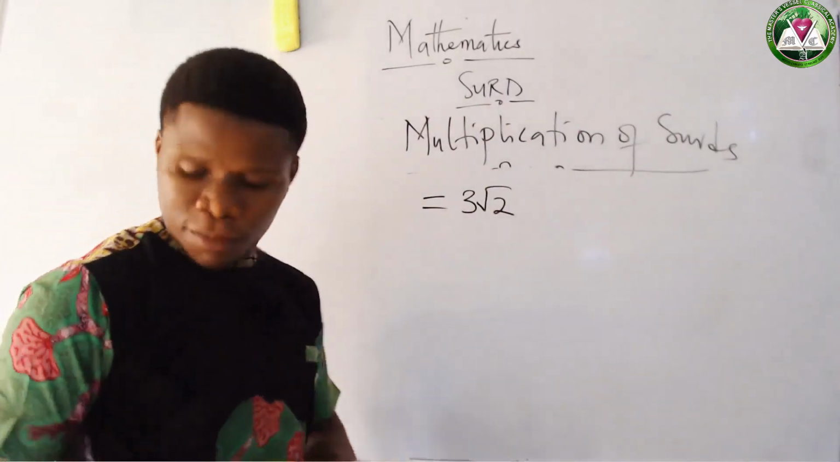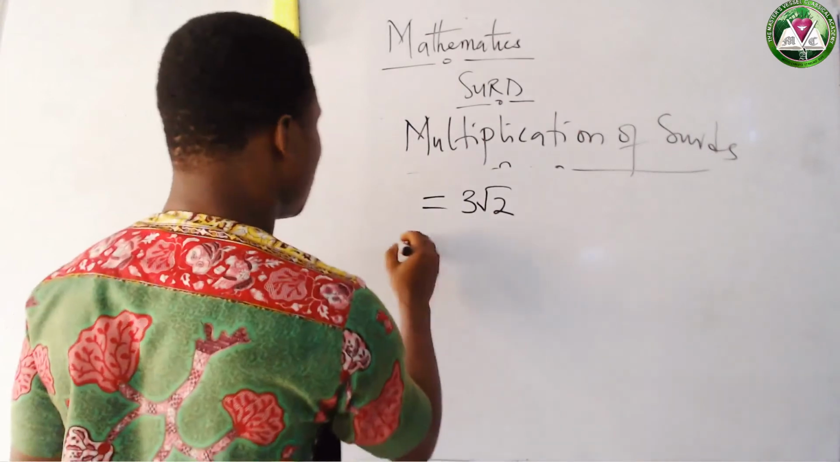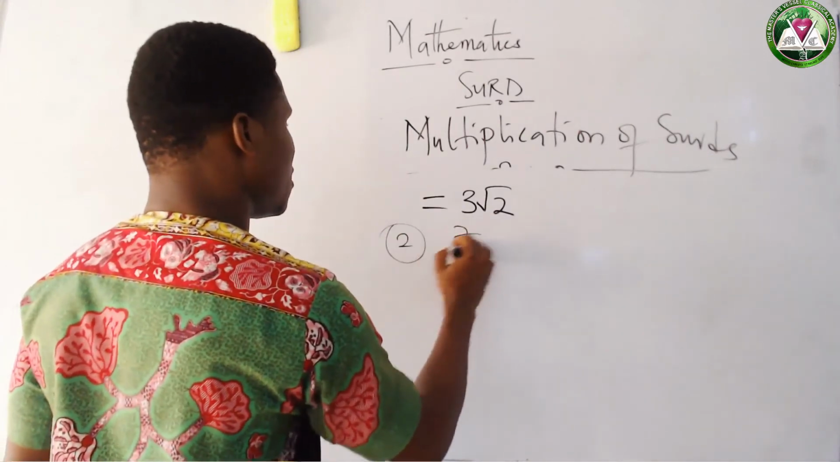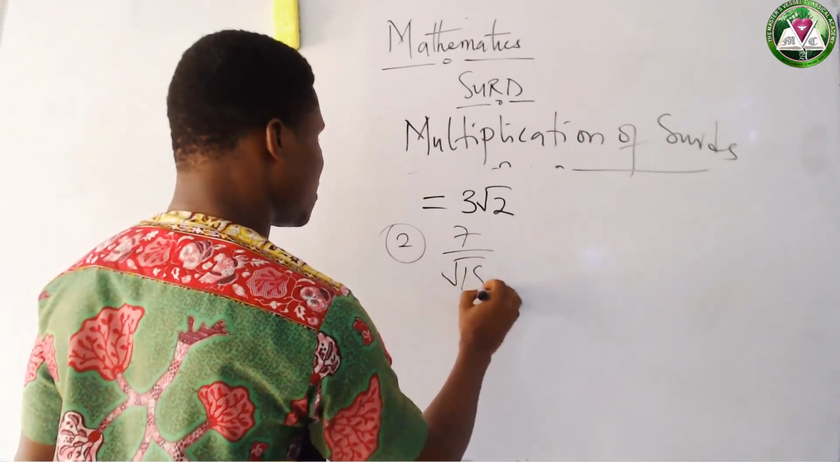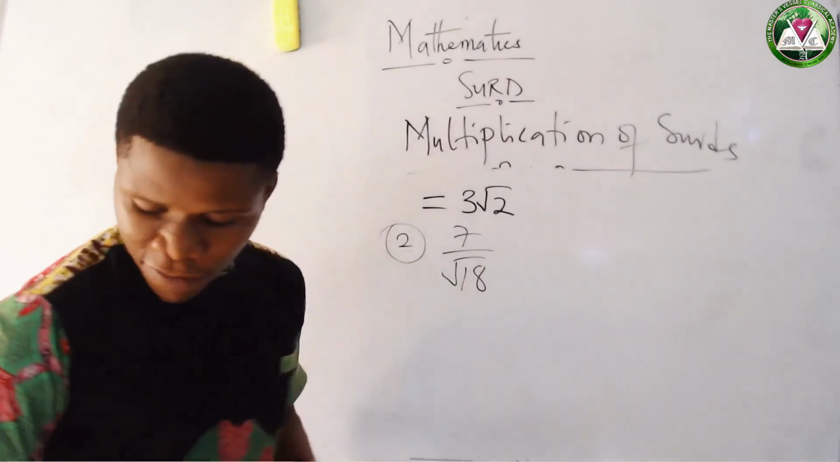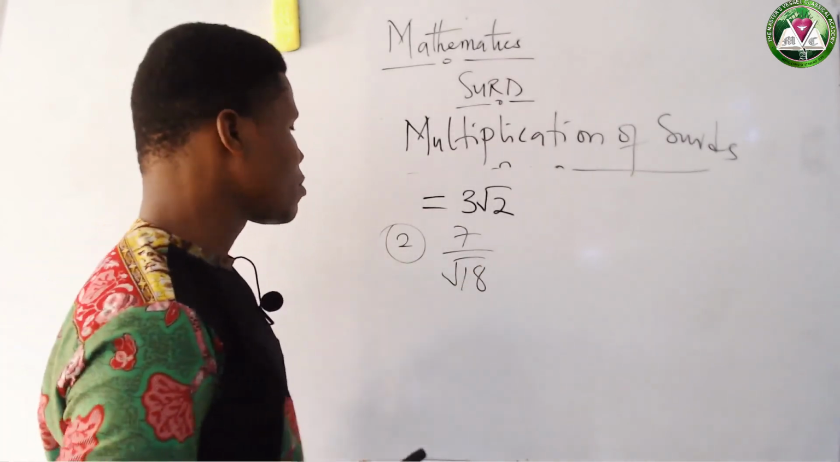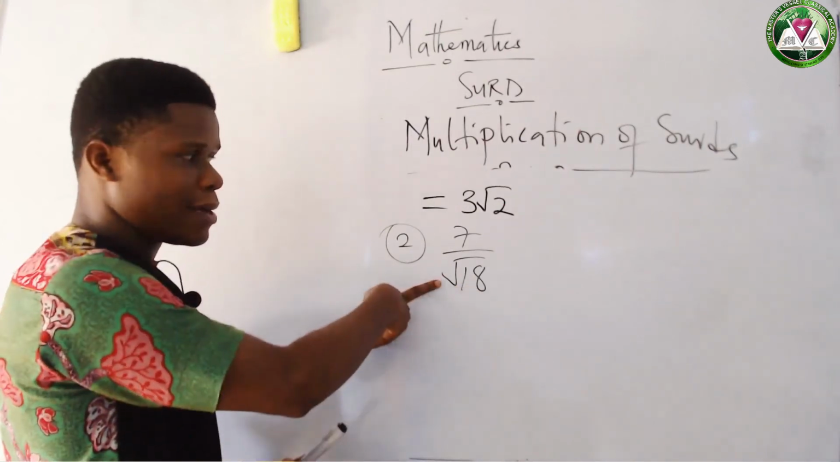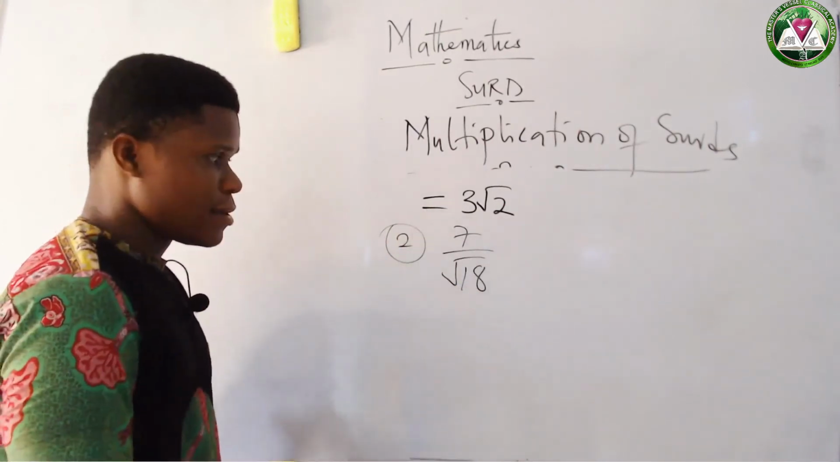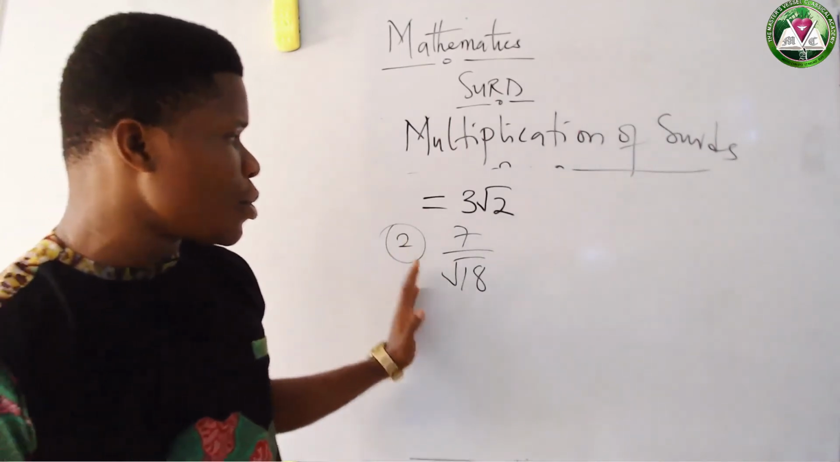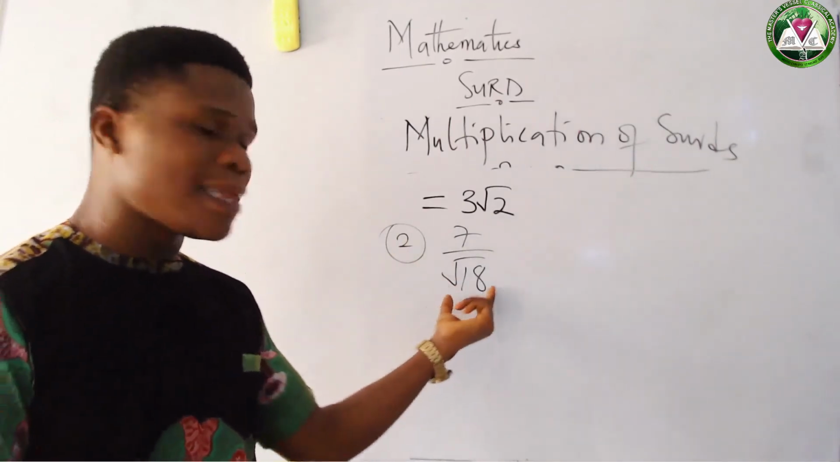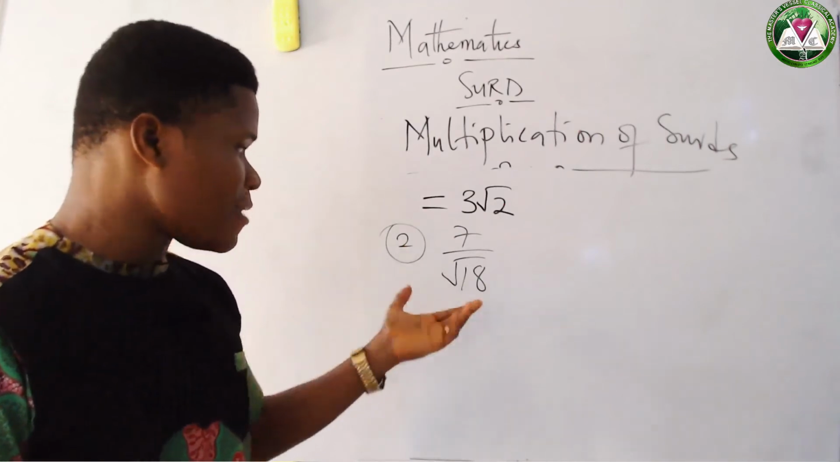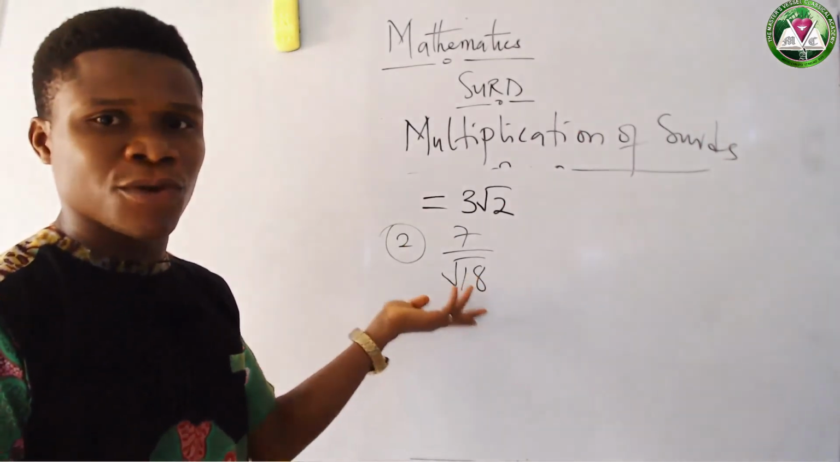Then for the number 2 question, we have 7 over root 18. That's the question that we have. So how do we do it? You can see there is a root here and there is no root here. And again, it's good you note that root 18, this 18, is not in the simplest form.